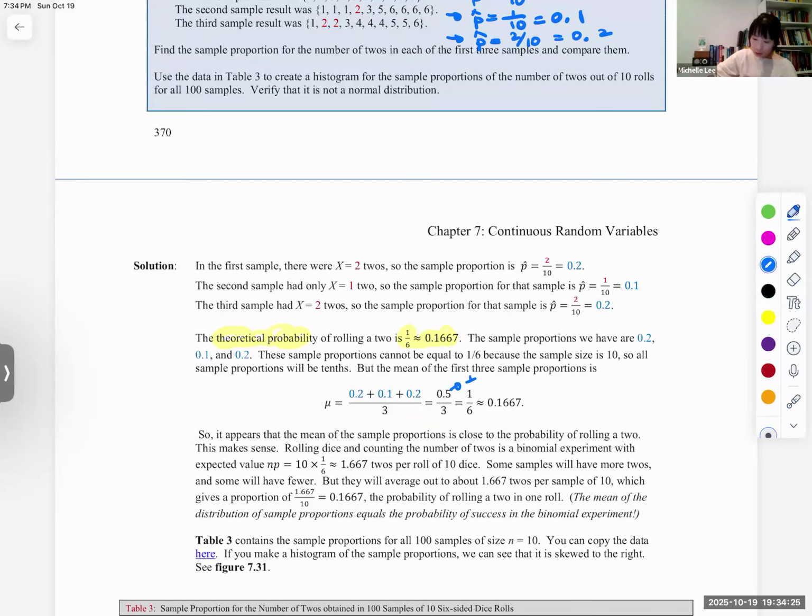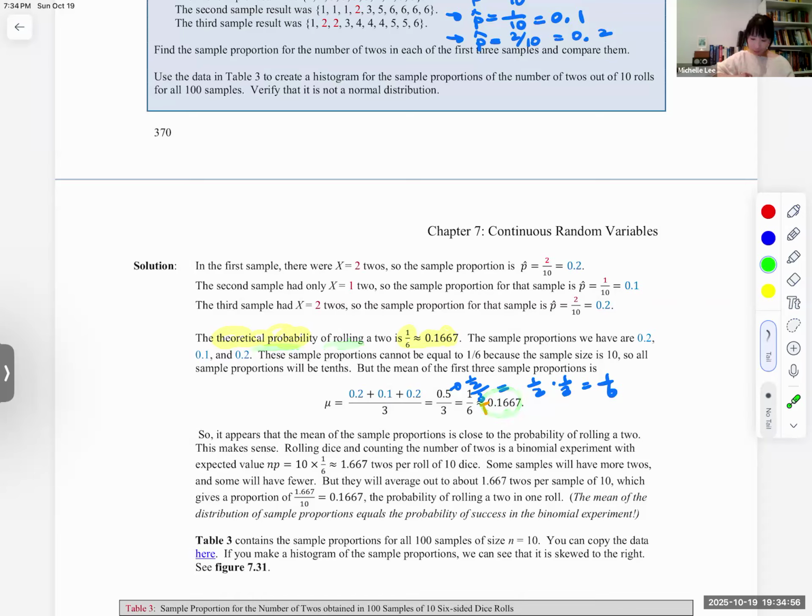So 1 over 2 divided by 3 equals 1 over 2 times 1 over 3, which equals 1 over 6, right? Because 3 means 3 over 1. Make sense to you? We have a fraction divided by another fraction: 1 over 2 times the reciprocal of the second fraction, 1/3, which is 1 over 6. That is the same as the theoretical probability.